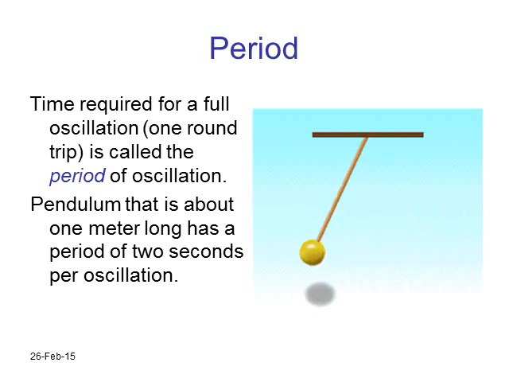Okay, when we look at the period of something, the period is the time required for a full oscillation. That's a round trip. That means there and back again. That is one period. So as the pendulum swings, the time it takes for it to go there and then back, just like that, that's one period. Whether that takes 1 second or 2 seconds, that is what we call a period.